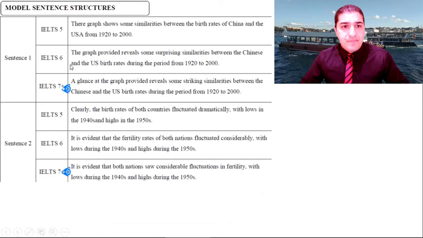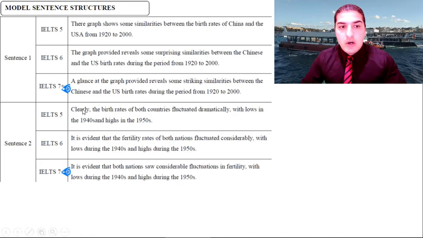For example, the graph shows some similarities between the birth rates of China and the USA from 1920 to 2000. IELTS 6: the graph provided reveals some surprising similarities between the Chinese and the US birth rates during the period from 1920 to 2000. Okay, but high ticket answer: a glance at the graph provided reveals some striking similarities between the Chinese and the US birth rates during the period from 1920 to 2000.